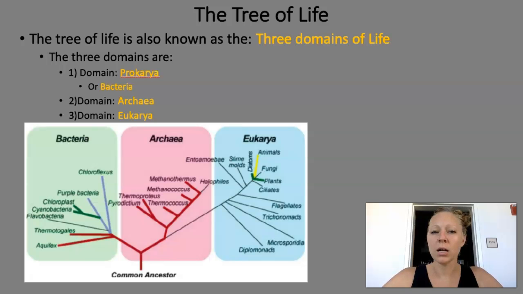There's a lot of life on Earth, and we have broken it down into three basic categories. Bacteria, also known as prokaryotes, or the domain Prokarya. Archaea is our second domain, and domain Eukarya. This is where we exist, right here in domain Eukarya. So let's look at the shared characteristics in each of these domains.